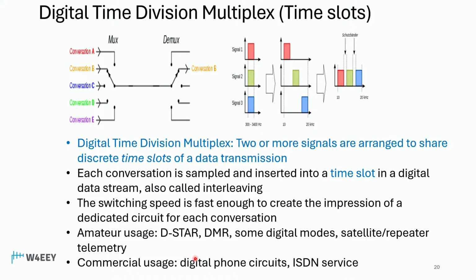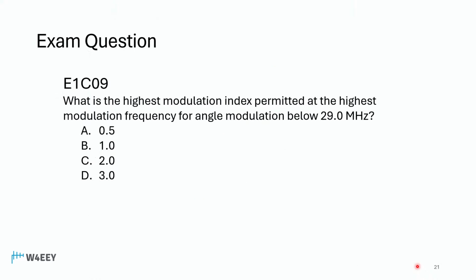Where do we see it in amateur radio? Well, D-Star uses this technology, DMR. There are some digital modes. Some satellite repeater telemetry uses this technology. So it is used in ham radio. And in commercial use, digital phone circuits and ISDN, which I don't think is around anymore, use this technique.